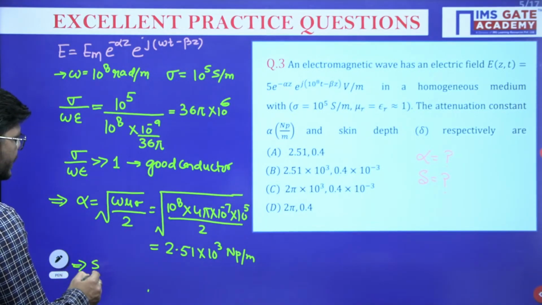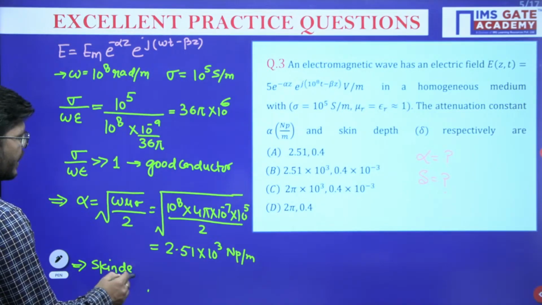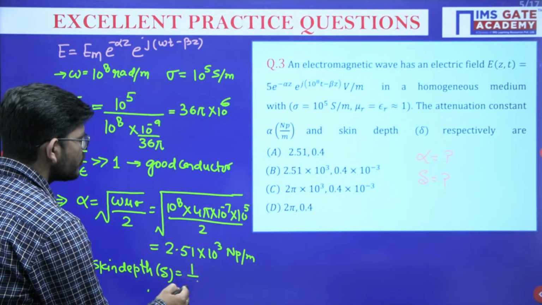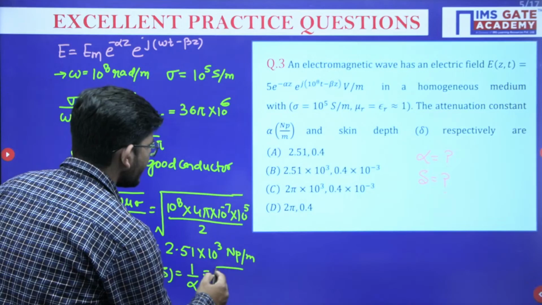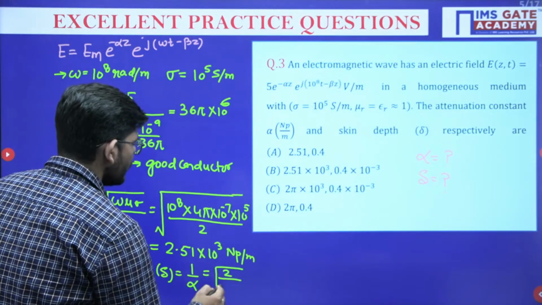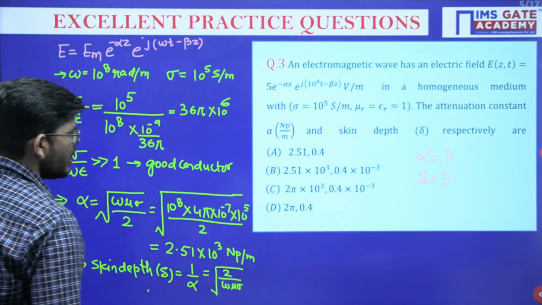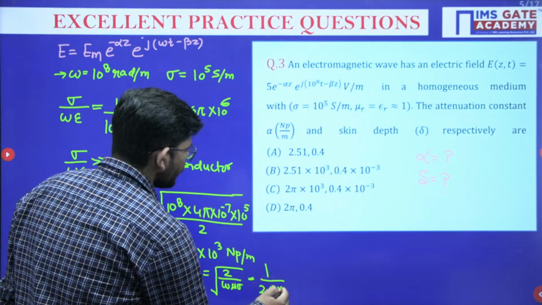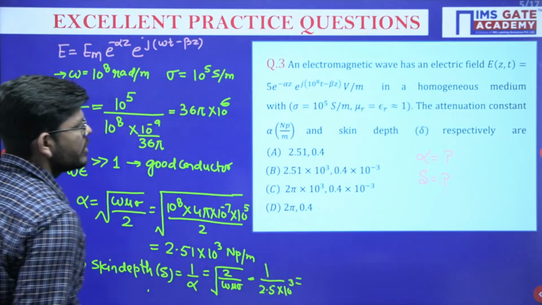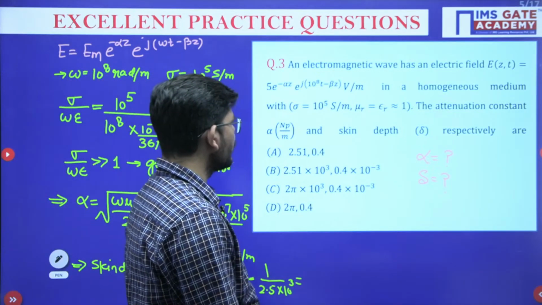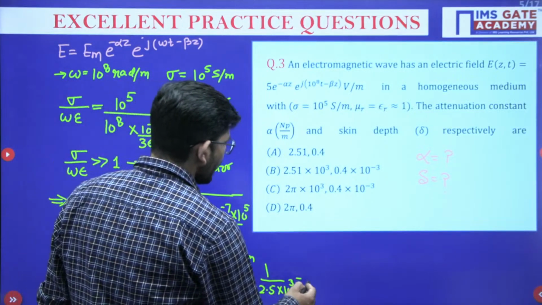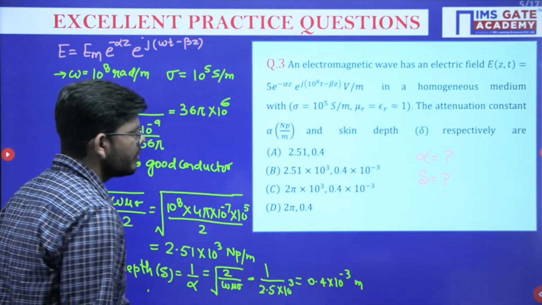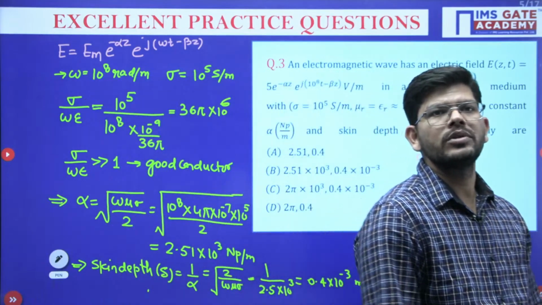If we have to find the skin depth, denoted by delta, then this is equal to 1 by alpha, or we can write this as 2 upon omega mu into sigma. Alpha we have determined, so we just have to reverse it. 1 upon 2.5 into 10 to the power 3. So how much are we going to get? We are going to get 2.4 into 10 to the power minus 3 meters. So that will be the skin depth.